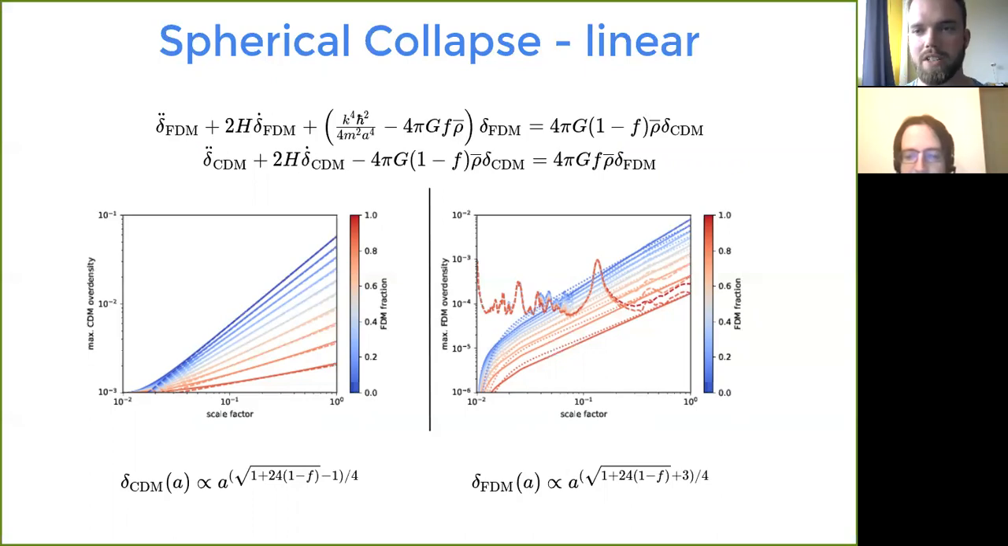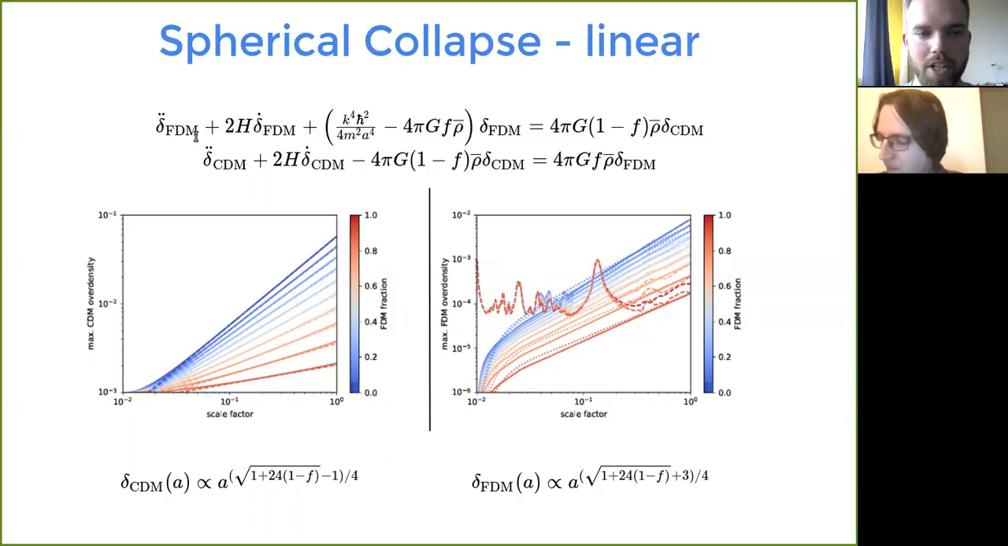But here I want to really concentrate on the new results, and those will be spherical collapse of mixed dark matter with different fractions f. So here in the upper two equations, f really denotes the fraction of fuzzy dark matter that we assume, from 0 meaning no fuzzy dark matter and pure cold dark matter, and 1 being pure fuzzy dark matter without any cold dark matter.